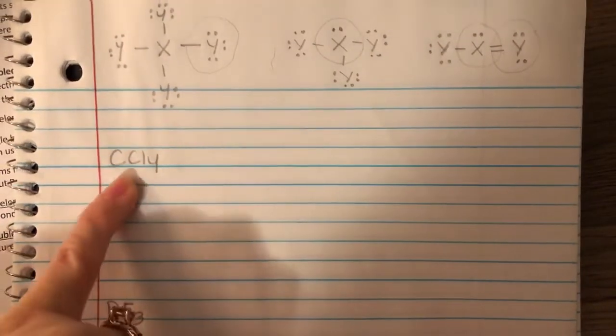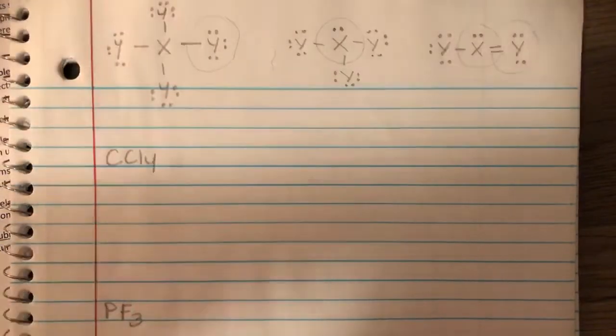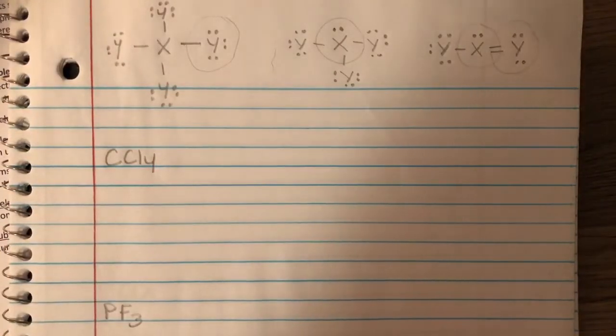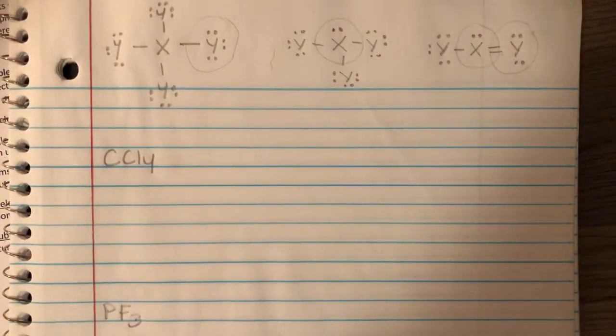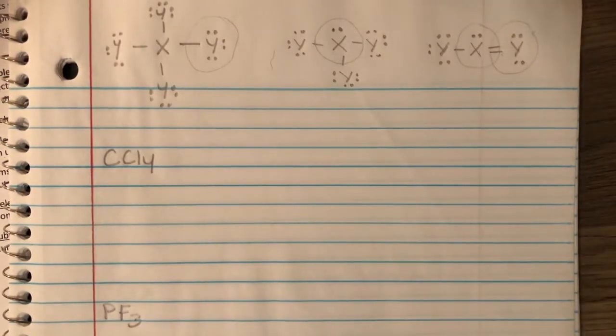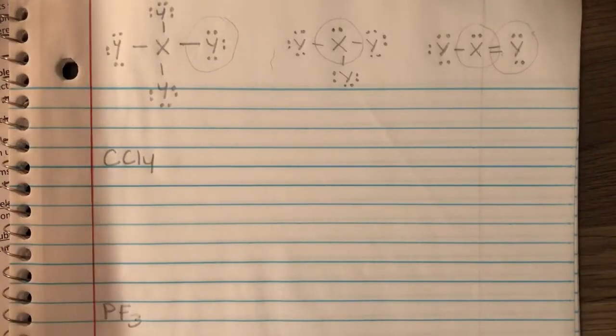I know it's covalent because it's 2 nonmetals. Carbon is a nonmetal, chlorine is a nonmetal. So I'm going to show how these valence electrons are shared using Lewis structure. The very first step is to count the valence electrons of each element and what they bring to the compound.